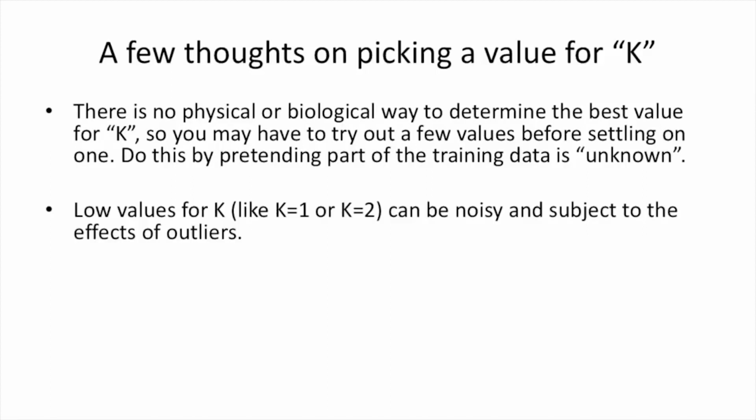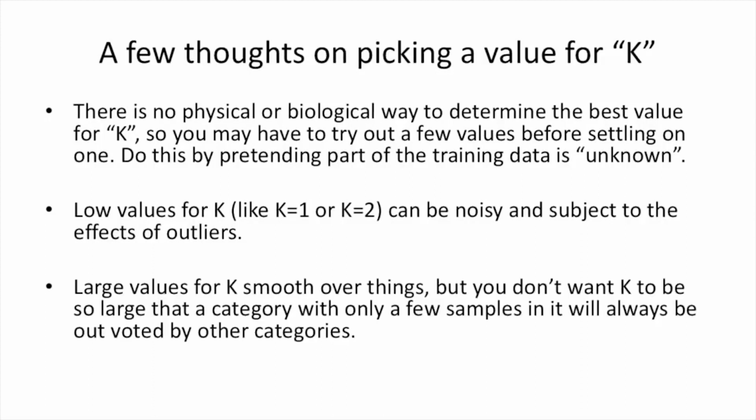Low values for k, like k equals 1 or k equals 2, can be noisy and subject to the effects of outliers. Large values for k smooth over things, but you don't want k to be so large that a category with only a few samples in it will always be outvoted by other categories.